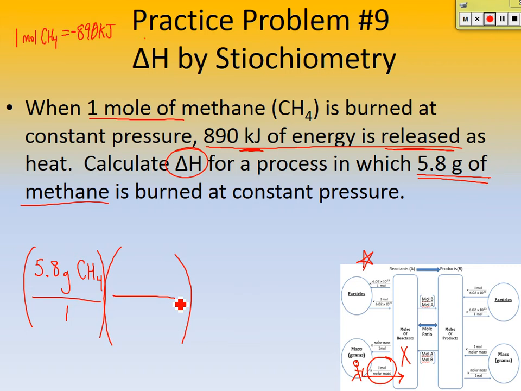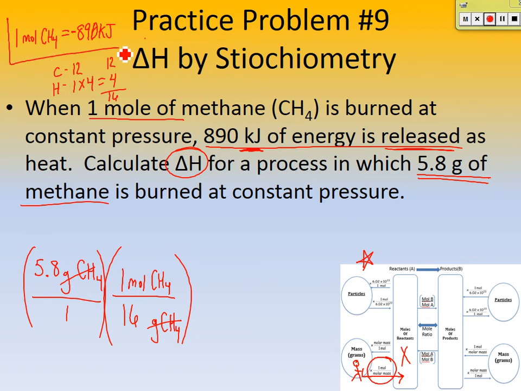So put 1 mole of methane on top, and the molar mass of methane is measured in grams. This is where you get it from the periodic table. Carbon has the molar mass, if you look at the periodic table, of 12. But we have just 1 carbon, so that's it. Hydrogen has the molar mass of 1, but we've got 4 of them. So that's 4 plus 12, which is 16. So the molar mass for methane is 16 grams. Now my grams are going to cancel out and I'm going to be left with moles. Now what we can do is use this conversion factor that we got from the problem.